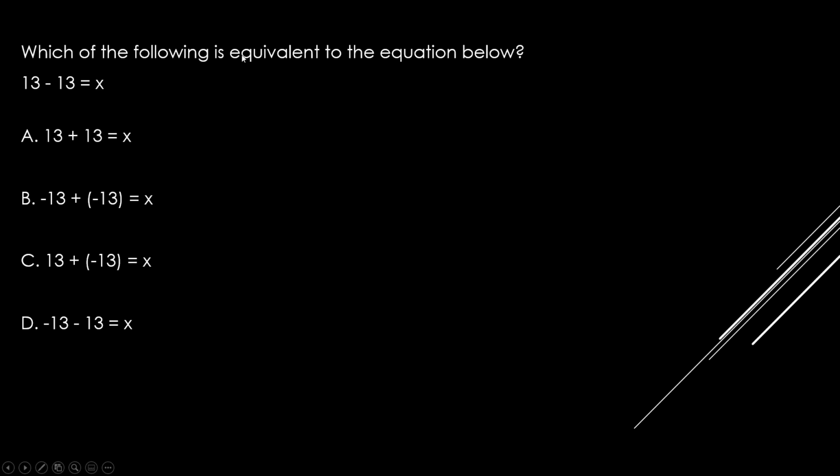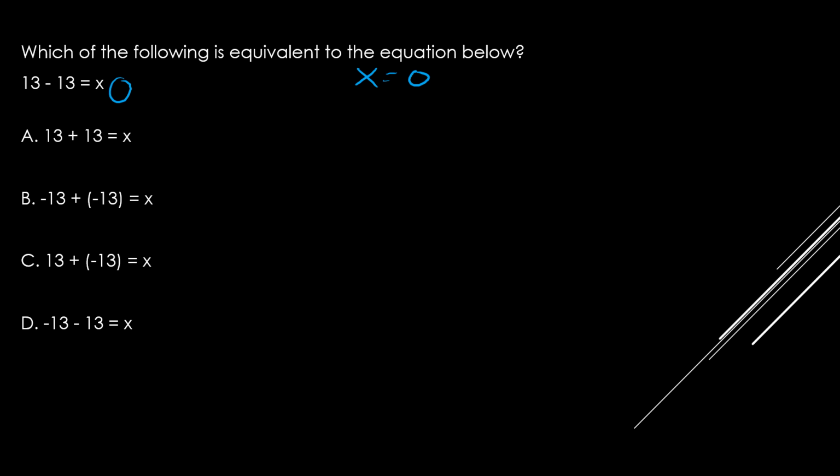Alright, so we want to know which of the following is equivalent to the equation below. So if we have 13 minus 13, that equals x. Well, let's think about what is 13 minus 13. 13 minus 13 is going to give me 0, right? So that means x is 0. So when I look through all of these, I can type each one of these into a calculator and see which one gives me a total of 0, and that is going to be the answer that I choose.